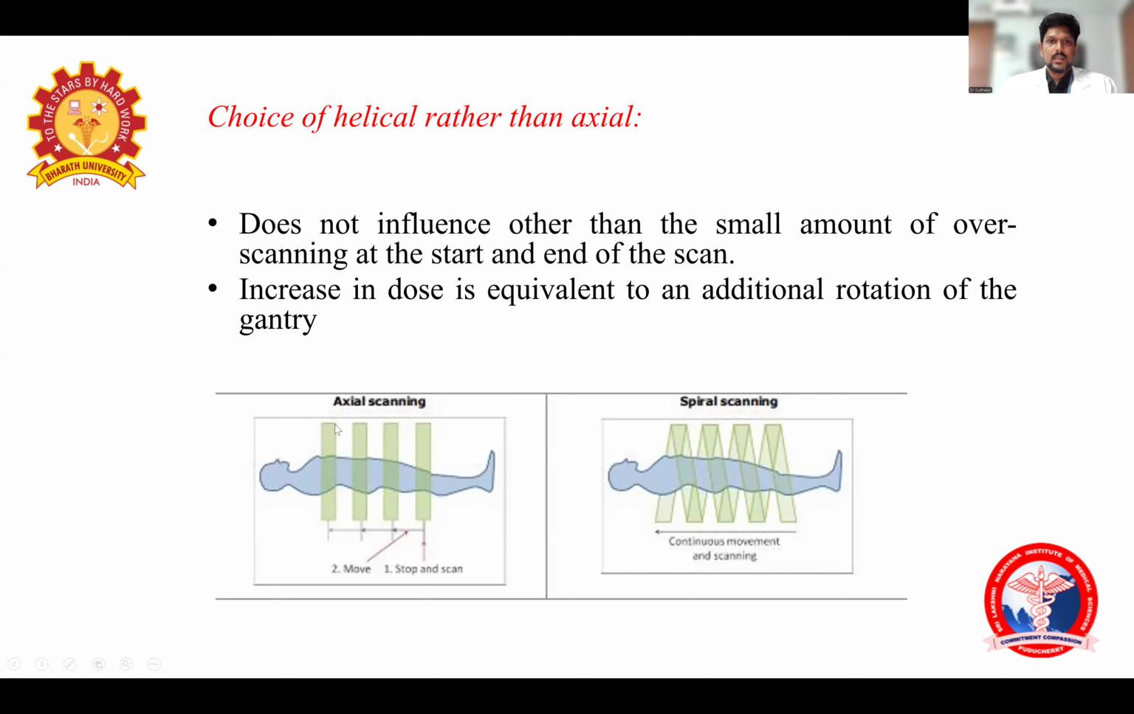In axial scans, as you could see, there is a gap between every section or every slice which is taken as an image. It just scans, stops, moves, and scans again. Whereas in case of helical or spiral CT, it starts and continues the imaging process without any gap or stop anywhere in between.